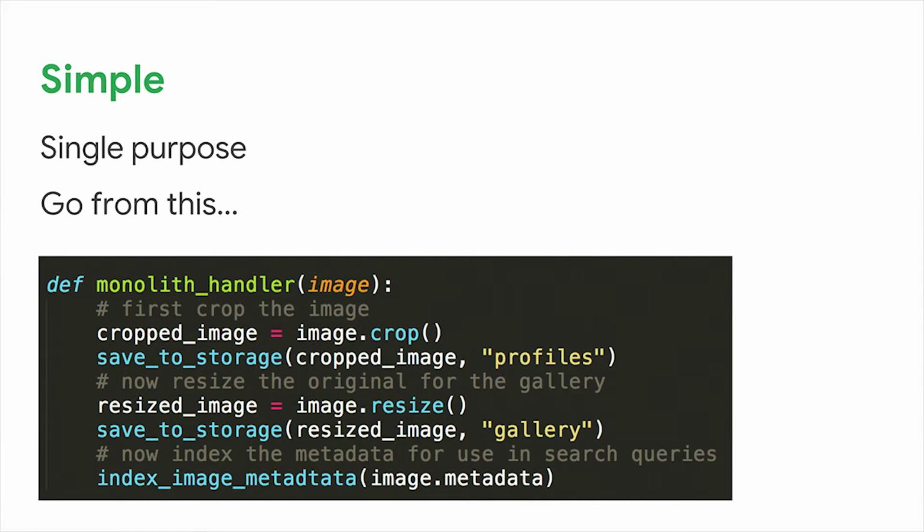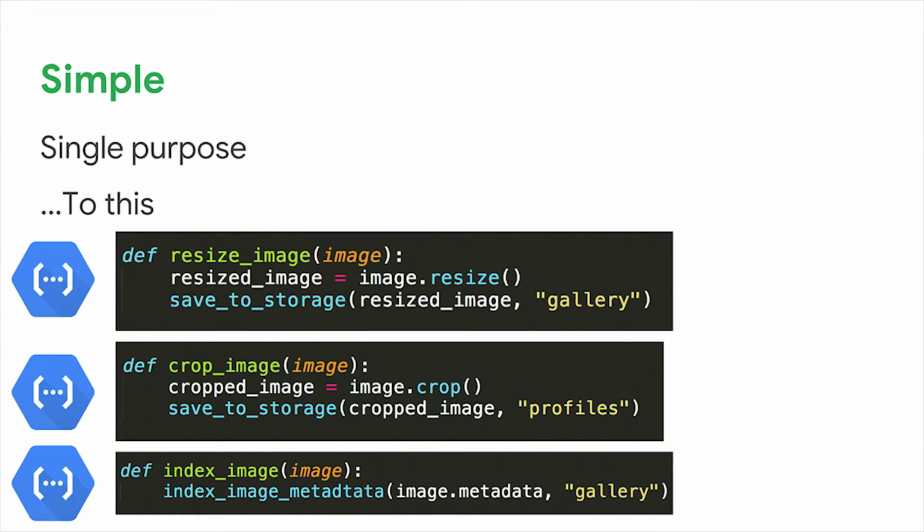It's also simple in the sense that it's single purpose. So we go from something like this, and I know I've kind of loaded this slide by calling it the monolith handler. But we go from a handler that's doing a lot of different things. It's cropping an image, saving it to storage, resizing the image, saving it to storage, indexing the metadata. And again, I didn't even talk about retries and failures. I showed a pretty simple case.